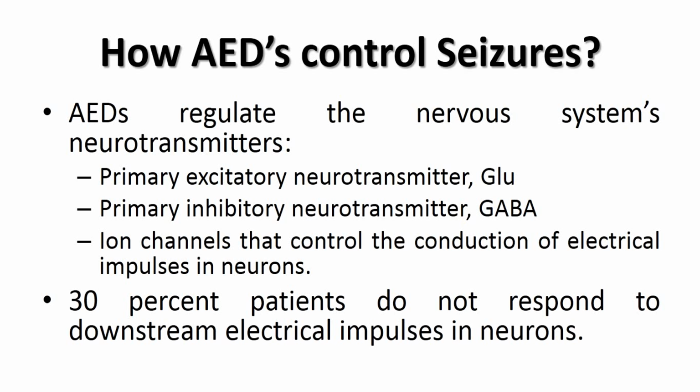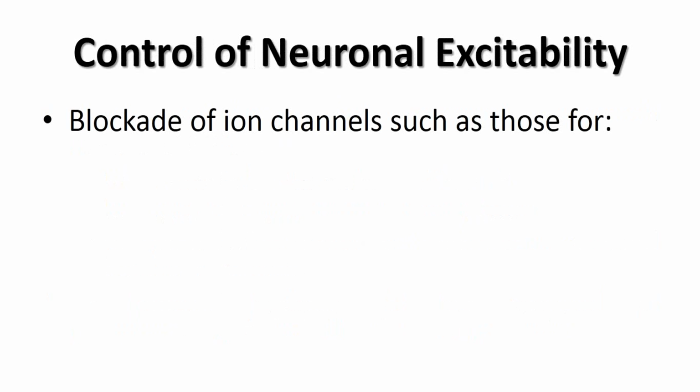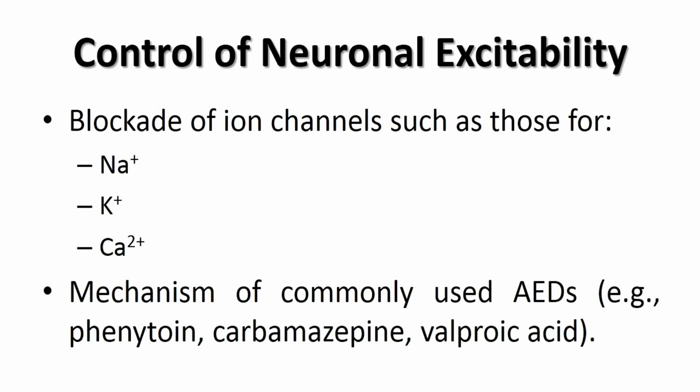So, how is the control of neuronal excitability done? You control neuronal excitability by blocking the ion channels. Which ion channels? You block ion channels such as sodium, potassium and calcium. Using appropriate pharmacological agents, you block these neuronal channels and automatically the excitability is controlled. What are the mechanisms of commonly used AEDs, anti-epileptic drugs? Some of the commonly used anti-epileptic drugs are phenytoin, carbamazepine and valproic acid.